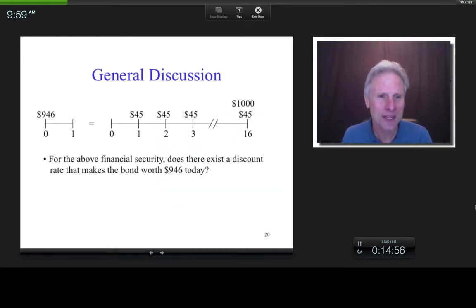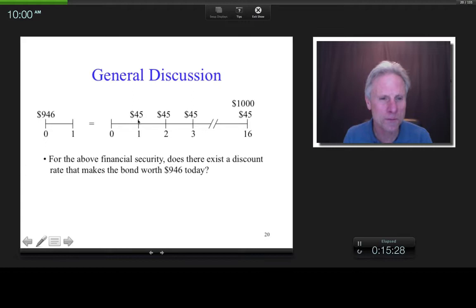So here we have an example of a financial security. Suppose you pay $946 for something today, let's say it's a bond, and you get $45 every 6 months, and then $1,000 8 years from now, or 16 6-month periods from now. And when I say you get that, do I mean you're guaranteed to get that, or you have an expectation of getting this? You have an expectation, right?